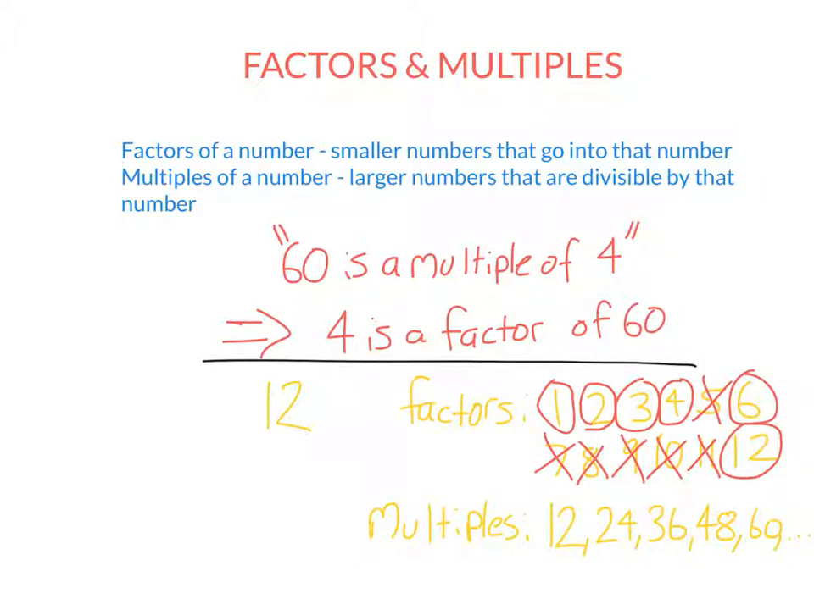So 12 is a small number with not a lot of factors. So let's look at a quick example of a number with many factors.